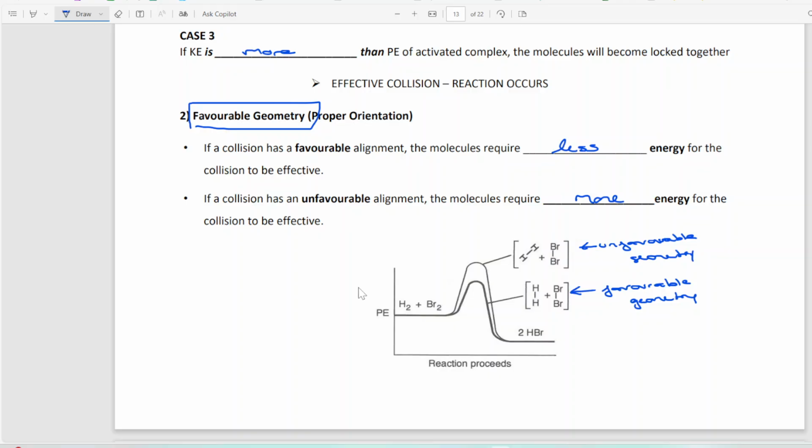Okay, so it's just a key question. If you look on your worksheet, it'll say something like, which of the following would lead to a successful collision? If there's a chance to choose a question that has favorable alignment more than just sufficient energy, pick that one. Awesome.